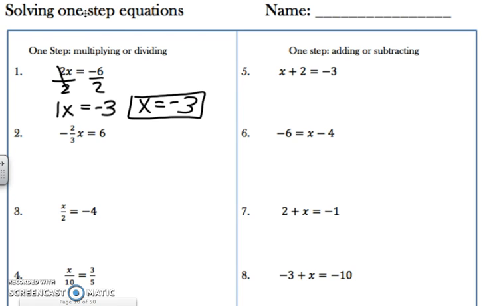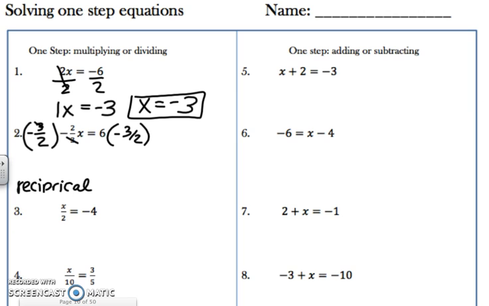On number 2, we need to get rid of this fraction, negative 2 over 3. So to do that, we're going to multiply by the reciprocal. So let me write that. A reciprocal, for example, if I had 5 over 6, the reciprocal to that would be 6 over 5. So all I'm doing is flipping my fraction. So let me get rid of this negative 2/3 and make it negative 3 over 2. So I need to multiply by negative 3 over 2. If I do it to the left side, I need to do it to the right side and multiply by negative 3 over 2.